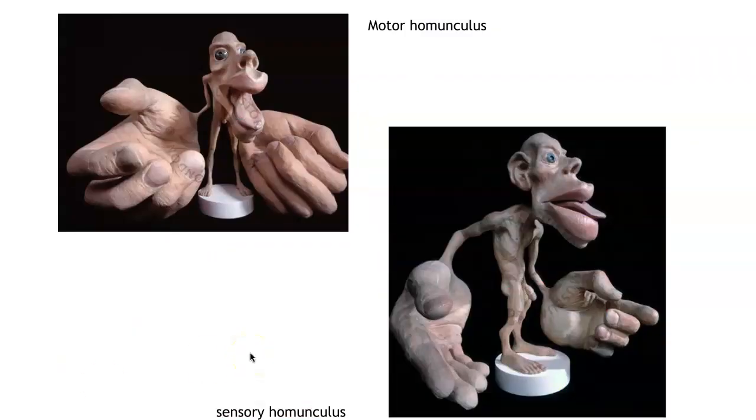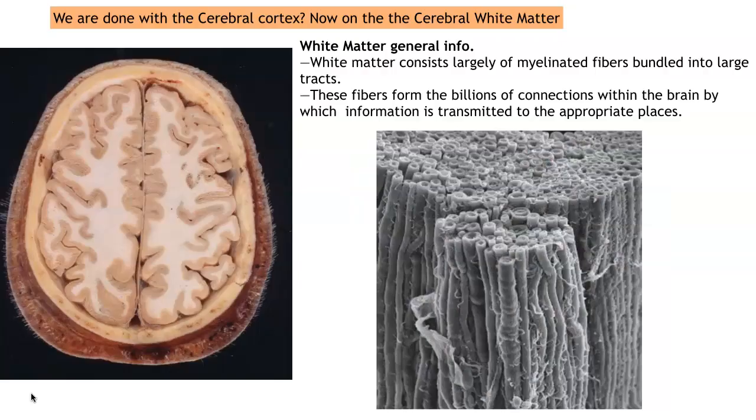These are what they call the motor and sensory homunculus. This is just showing you, if you built a person based on how much of your brain was devoted to certain parts of your body, this is what your motor would look like, and this is what your sensory would look like. Kind of goes along with the diagrams I just showed you, but they're kind of funny looking. So we finished with the cerebral cortex. Now we're going to go on to the cerebral white matter.